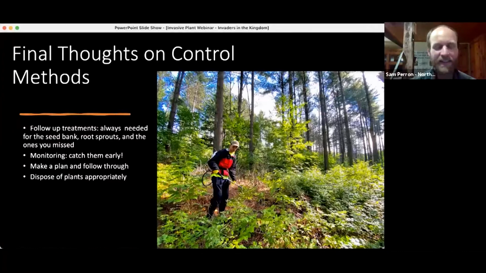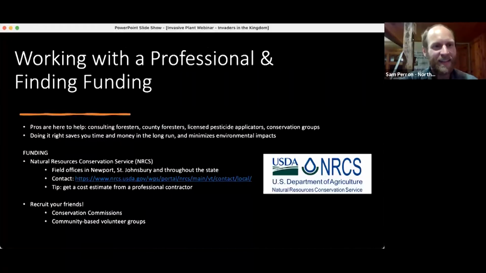So shifting gears to one of these final slides. I'm going to again reiterate the points about working with a professional, and those professionals could be a number of people. For those of you who own forest land, you probably already work with a consulting forester, and most foresters in Vermont have some familiarity with invasive plants, whether they do control on those plants or have worked with other contractors who do. Your consulting forester is a great first resource.